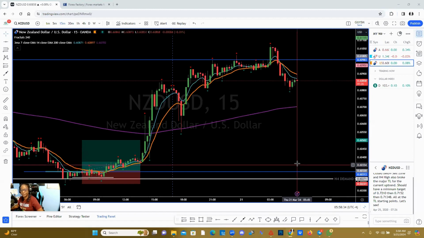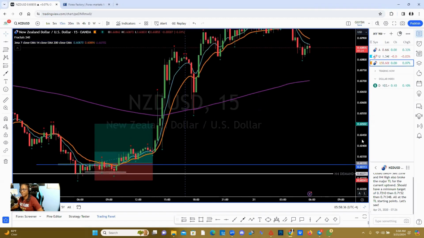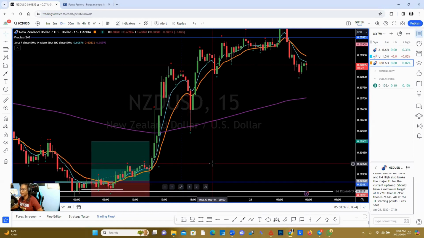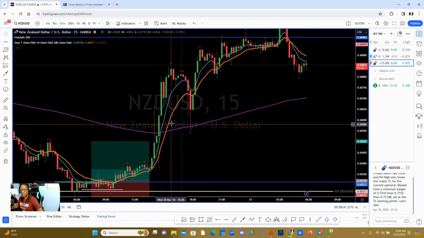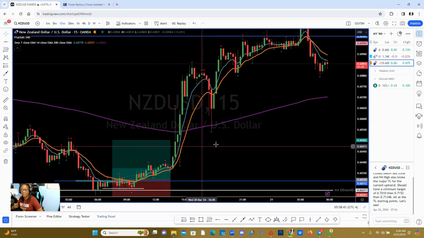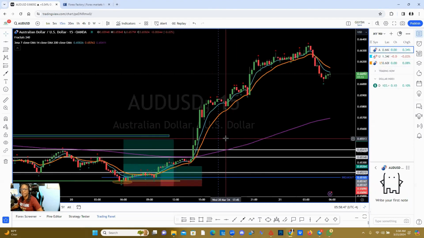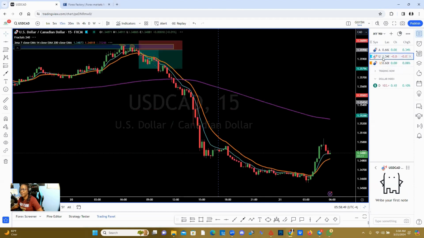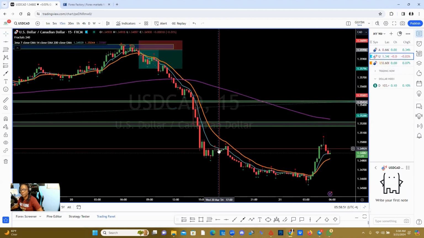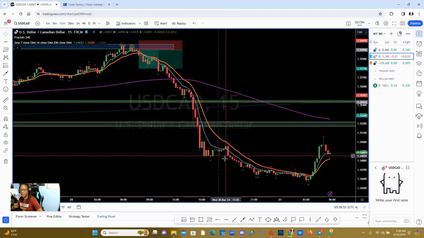All right, good morning. Hopping on these charts this morning. As you can see, the New Zealand dollar, you were in this Zealand dollar yesterday. This is what it did. That's what the AUD did. Wow, it went crazy. And this is what the USD CAD did.